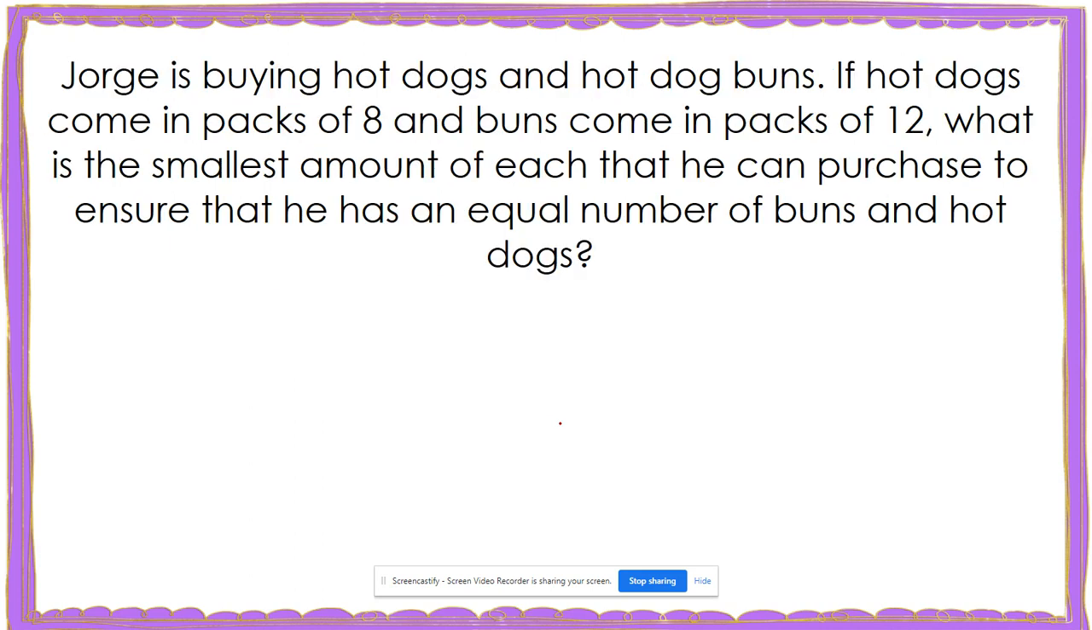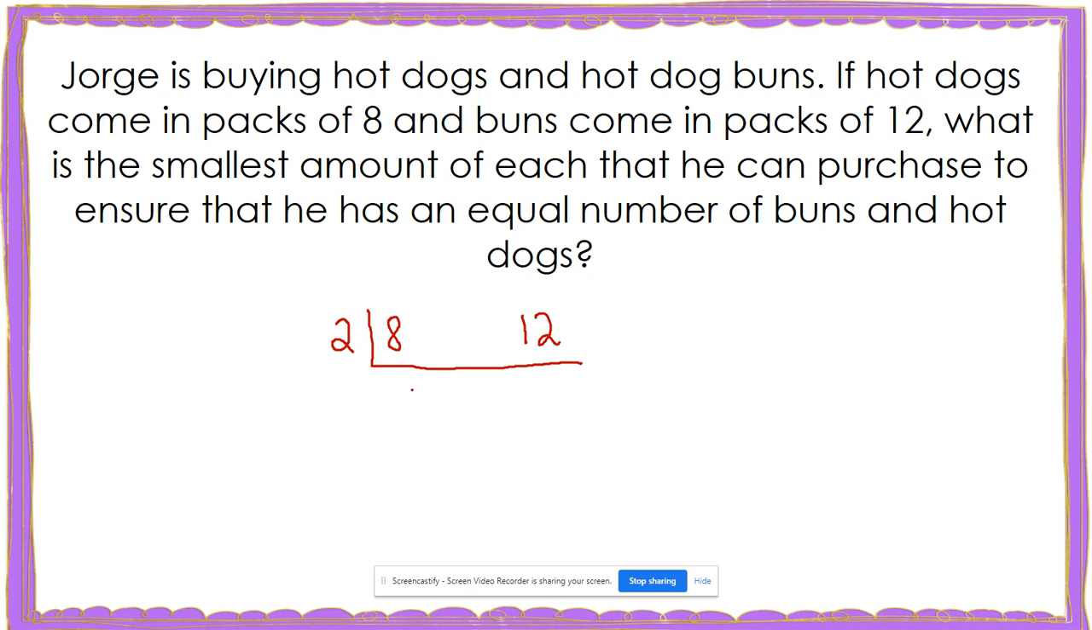For my last one, Jorge is buying hot dogs and hot dog buns. If hot dogs come in packs of 8 and buns come in packs of 12, what is the smallest amount of each that he can purchase to ensure that he has an equal number of buns and hot dogs? So let's use my slide method here. I know I'm looking for 8 and 12. And if I'm trying to think of a number that they have in common, they are both even numbers, so I know they're both divisible by 2.